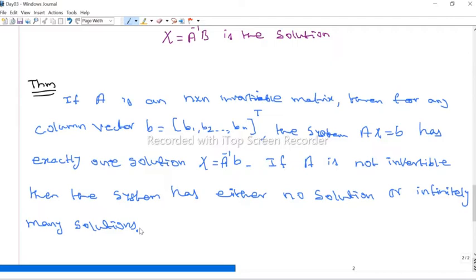Okay. Now I'm going to define what we mean by null space. Given any matrix, we already talked about the rank of the matrix.